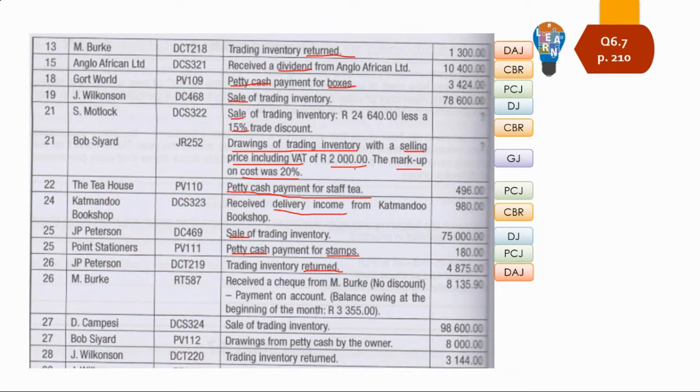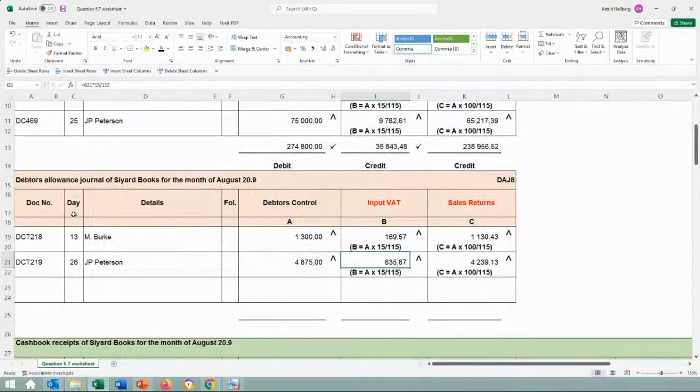Debtors control. Okay, remember, if we get a receipt, it goes to the cash book payments or cash book receipt. And Neil, you are correct. It will go to the debtors control column in the cash book receipt. So let's go have a look at how we capture it.